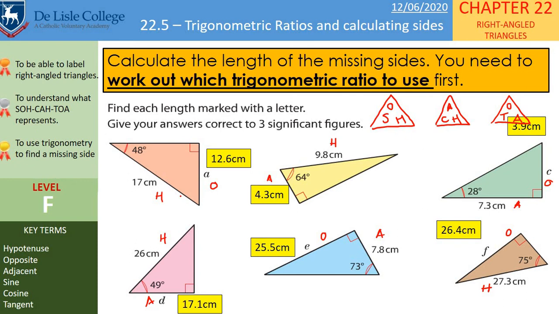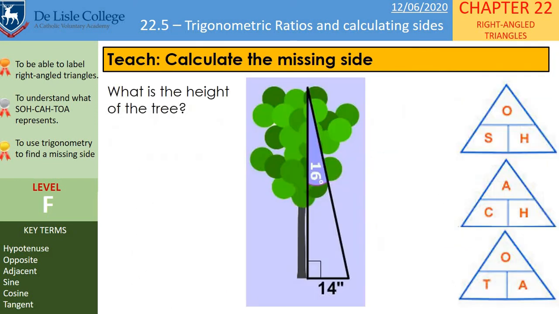And that's why it's so important, that's why at the start we spent quite a bit of time practicing labelling the triangles, because if you can't label them, if you don't know what the sides are, you can't use the trigonometric ratios, okay? Right, we're going to have a look at a couple of problem solving questions where they're in a more real life context, and then you'll have a go at a couple yourself.